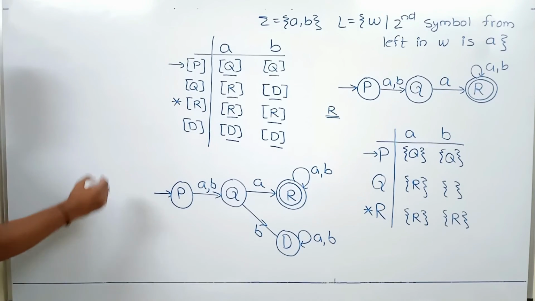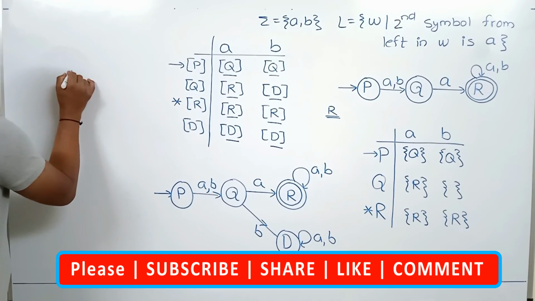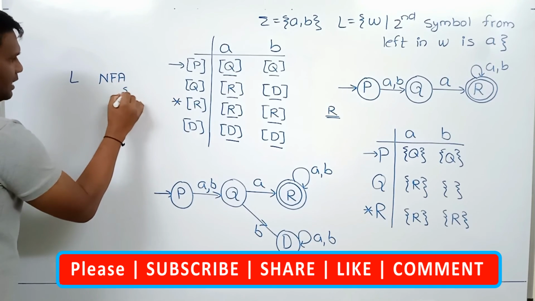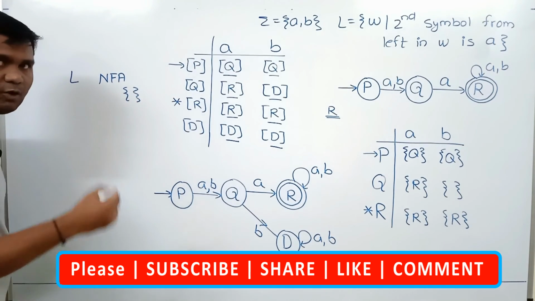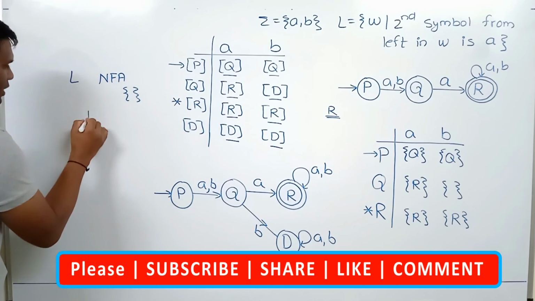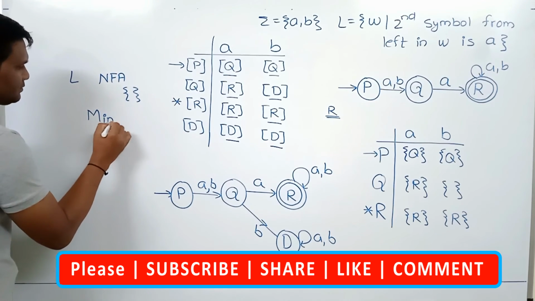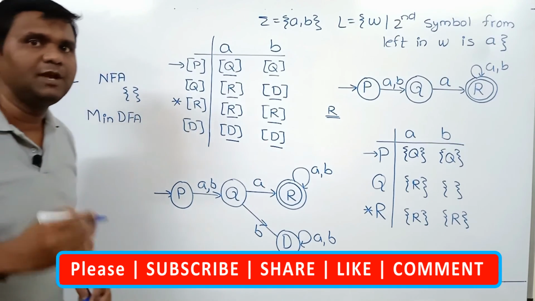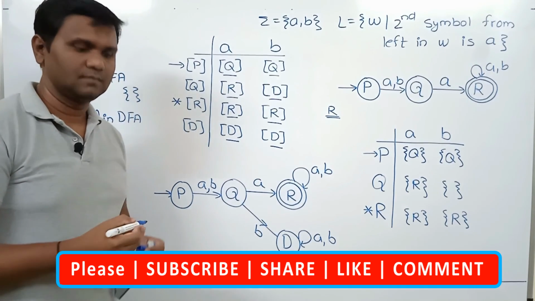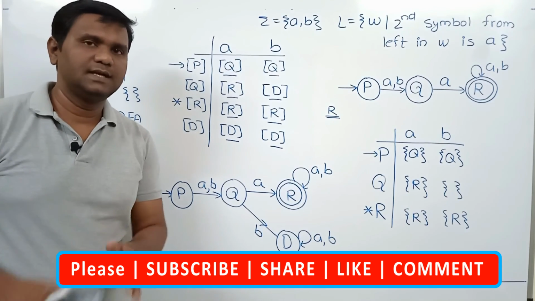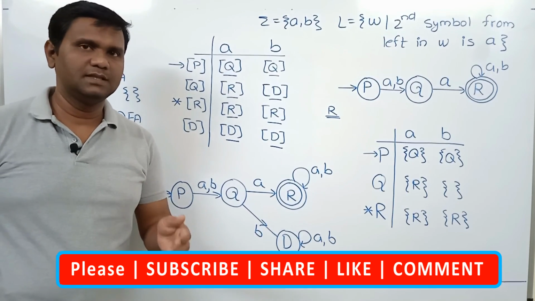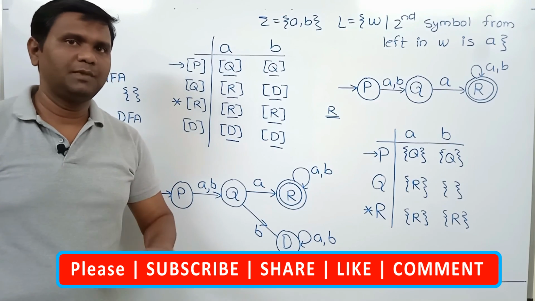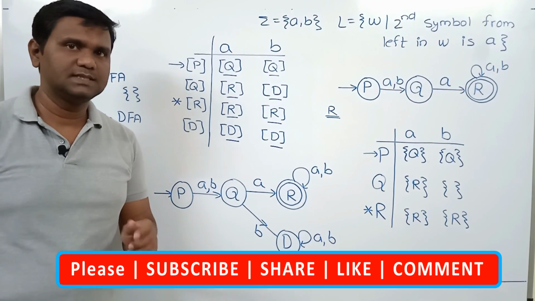You can also say that for a language L, if NFA contains empty set or dead configuration, then corresponding minimal DFA may or may not require a trap state. If NFA contains dead configuration empty set in the transition table, then corresponding minimal DFA may or may not require a trap state. This is an important result.